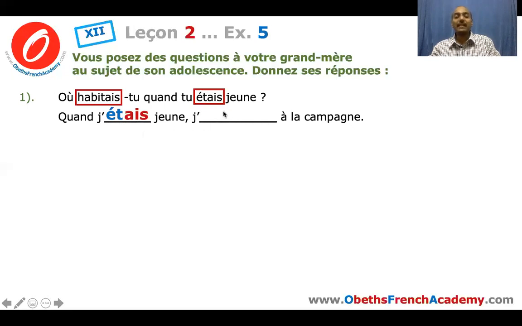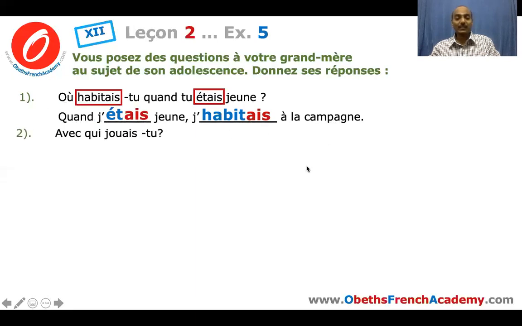Then, when I was young, I used to live in the countryside. You're going to use the verb habiter here, and you're going to put that verb in imparfait. How do you get your imparfait stem? Go to the nous form of the present tense, remove ONS, you'll get HABIT. That's your imparfait stem. And when the subject is je, what's your imparfait ending? AIS. So analyze the question and try to get the answer. So this will be the reply which your grandma gave for the question that you asked her. Where were you living when you were young? When I was young, I used to live in the countryside. Quand j'étais jeune, j'habitais à la campagne.